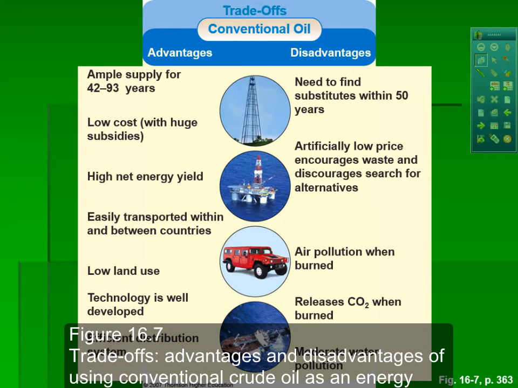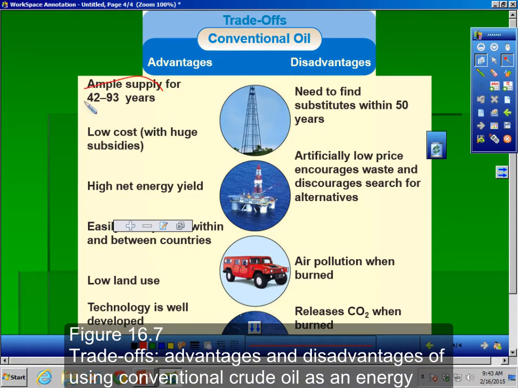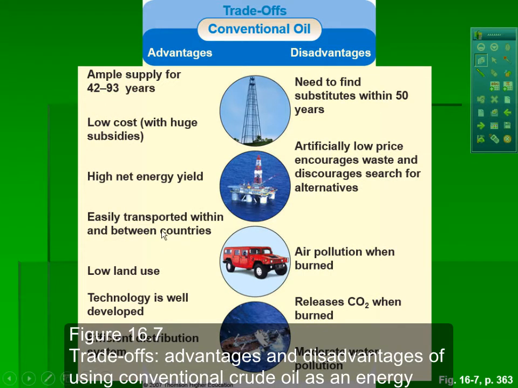Okay, so the trade-offs, I mean, you guys know all this already. We have plenty of it for right now. Remember, we've only got less than 100 years of oil remaining. So right now it's pretty cheap, but remember that's with huge subsidies. It gives us a very high energy yield, easily transported, low mining use, very good technology, very efficient at this point. You know, we've been using oil for a long time. Everything is in place. It's easy to use. It's pretty cheap, so on and so forth.